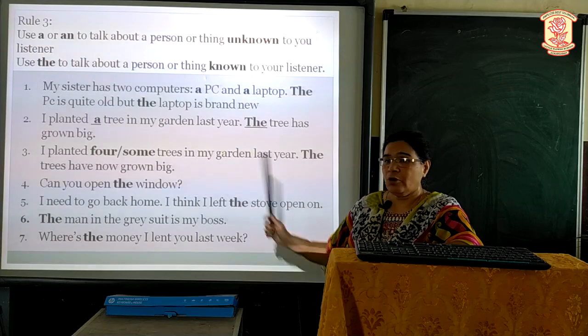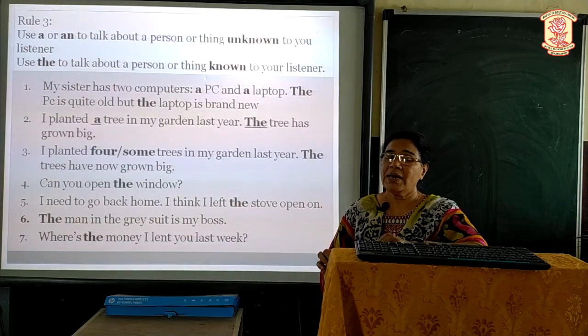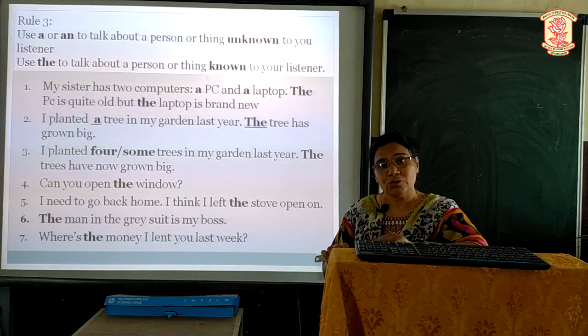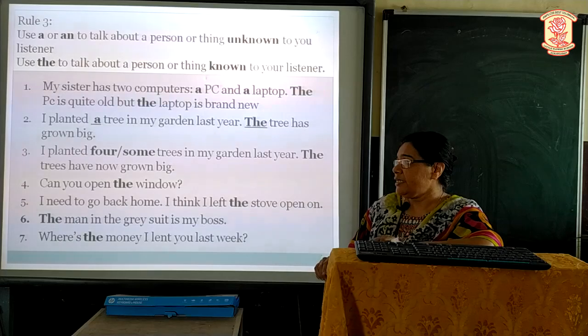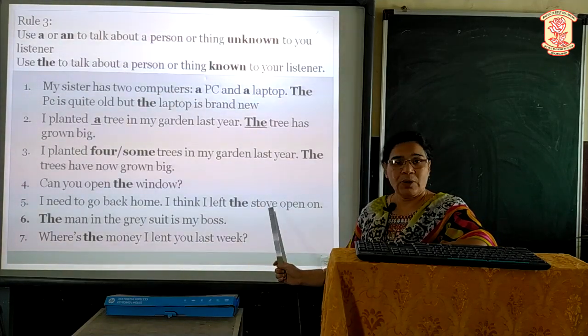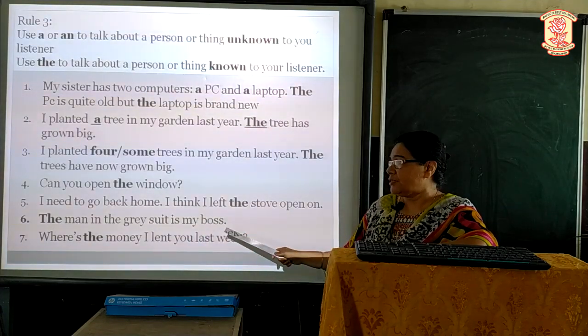Can you open the window? Now you are living in a house. You are living with your family members. You are aware of the window. So you are using the because you are used to that window. I need to go home. I think I left the stove on. You are aware of the stove at your home. The man in the grey suit is my boss.